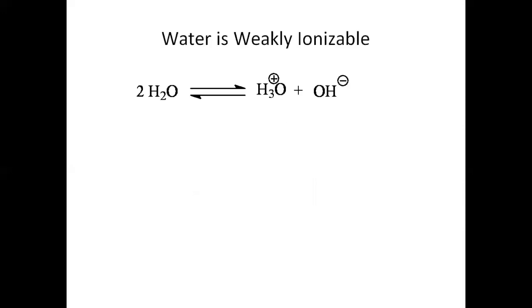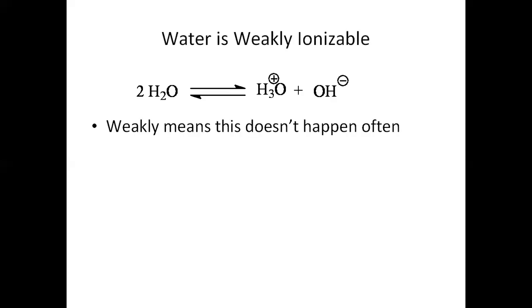With that background, we can talk about the equilibrium of water. Recall at the end of last section that I said that water is weakly ionizable. The equilibrium is shown in the reaction on this slide. Weakly means that not very many water molecules ionize in this way. At pH 7, the proton concentration is 1 × 10⁻⁷ molar. This means that 1 out of every 10 million water molecules is ionized.